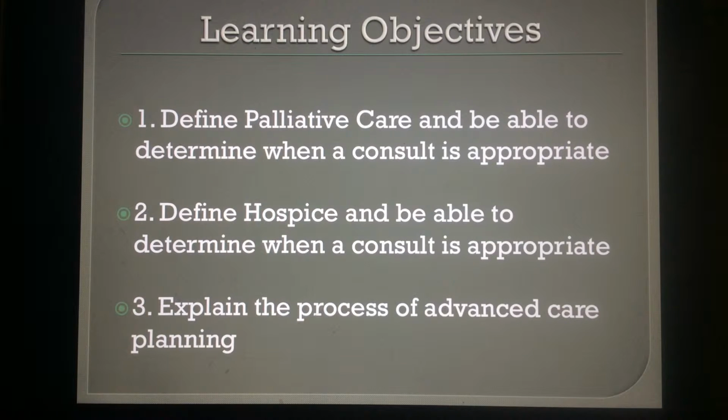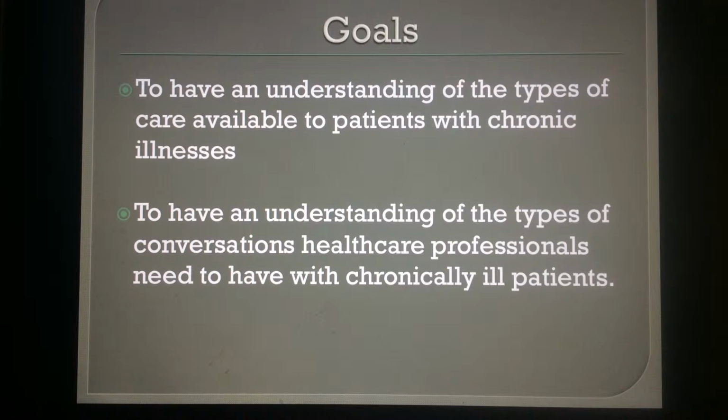The learning objectives include the learner being able to define palliative care and being able to determine when a consult is appropriate for palliative care. The learner will also be able to define hospice and be able to determine when a consult is appropriate for hospice. And lastly, the learner will be able to explain the process of advanced care planning. The goals for the presentation include to have an understanding of the types of care available to patients with chronic illnesses. And the learner will also have an understanding of the types of conversations that healthcare professionals need to have with these kinds of patients. So these goals are more broad, more of an umbrella that will encompass this presentation.